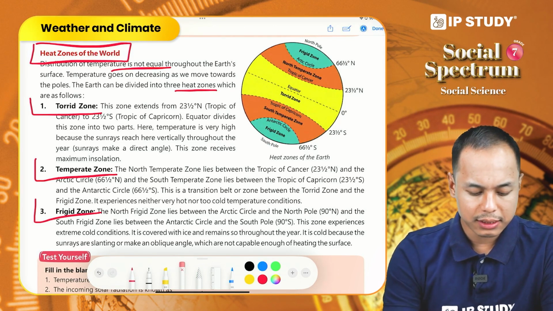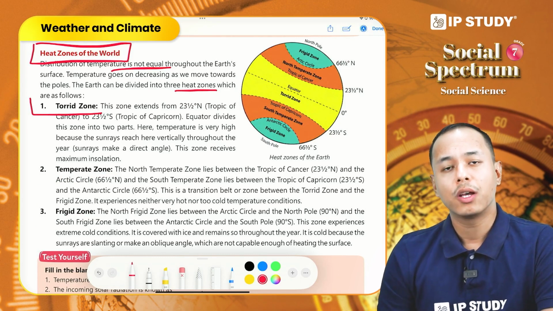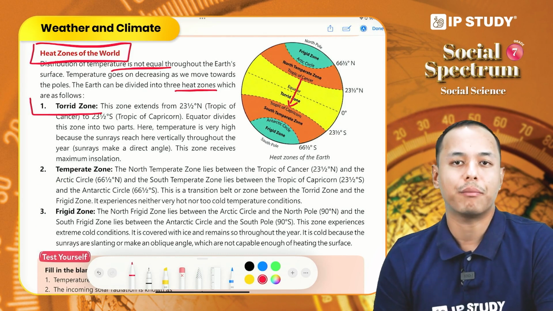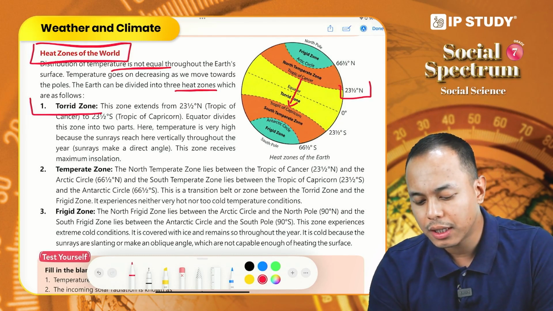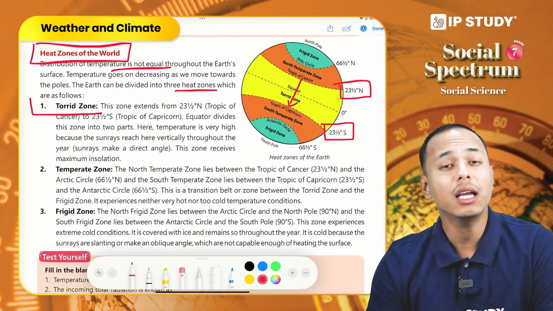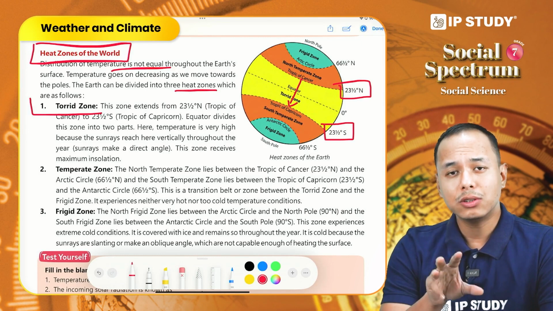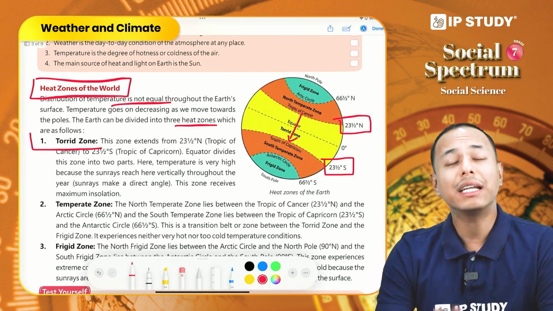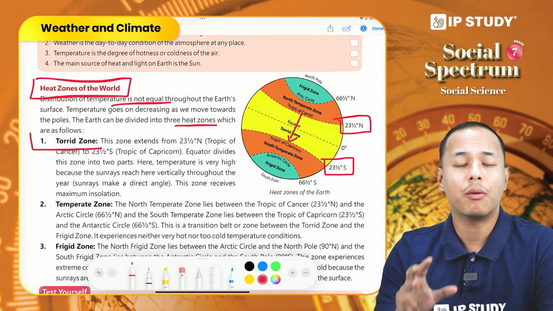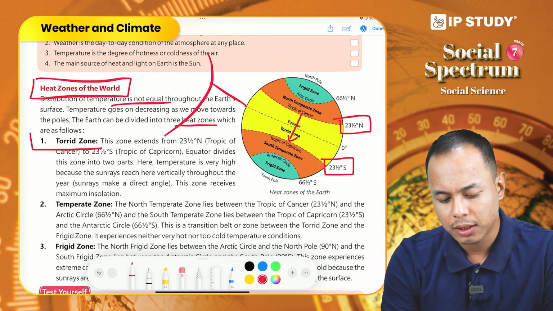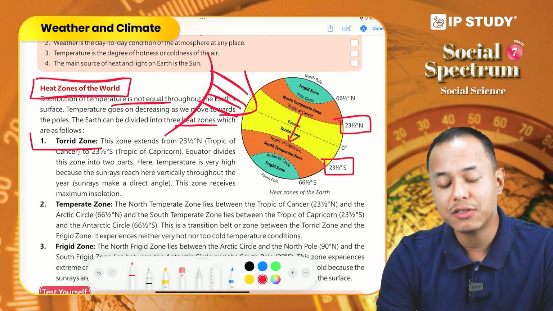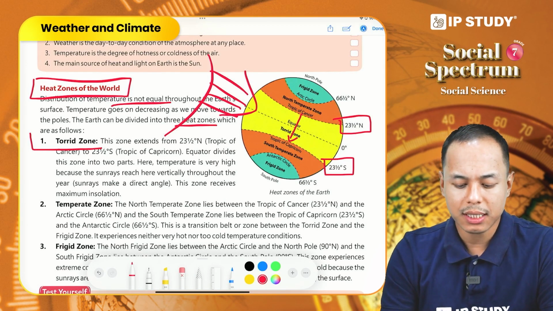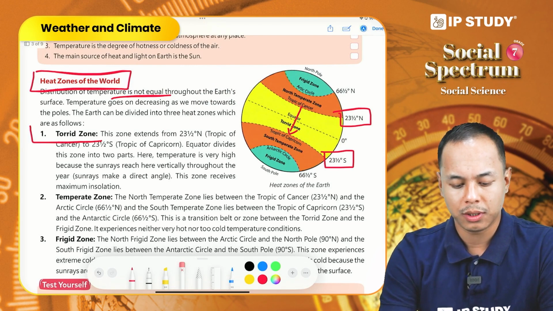So now let us discuss each one of them. Firstly, the torrid zone. The torrid zone extends from the Tropic of Cancer to the Tropic of Capricorn, or 23.5 degrees north to 23.5 degrees south. In this zone the sun rays are very vertical or direct, so it receives the maximum amount of insolation. So it is very hot and humid in this region or zone.